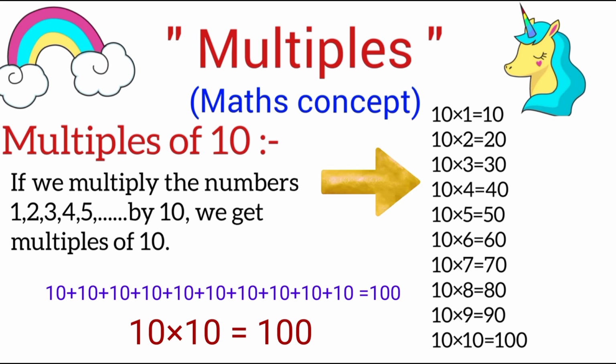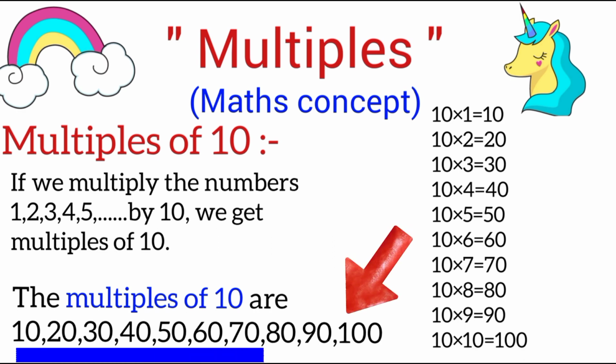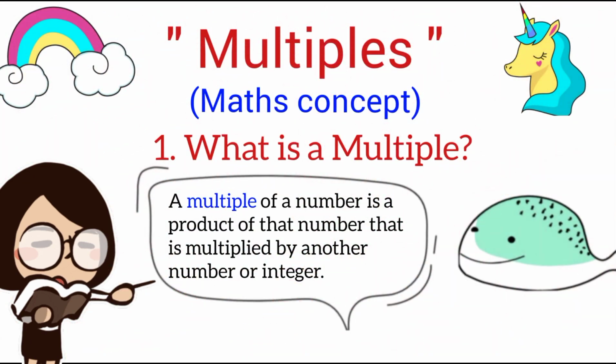This is the multiplication table of the number 10. So the first 10 multiples of the number 10 are 10, 20, 30, 40, 50, 60, 70, 80, 90, and 100.